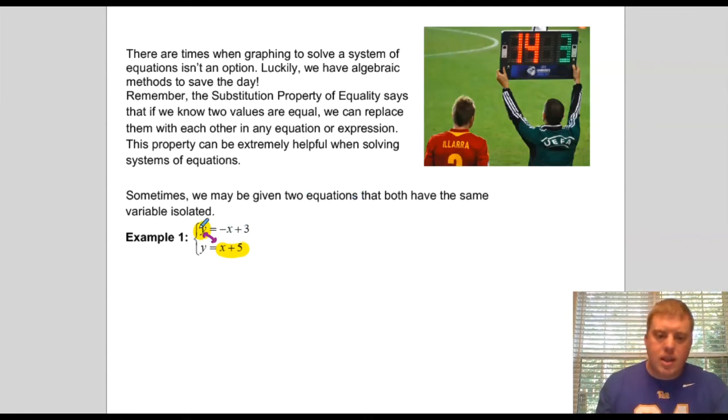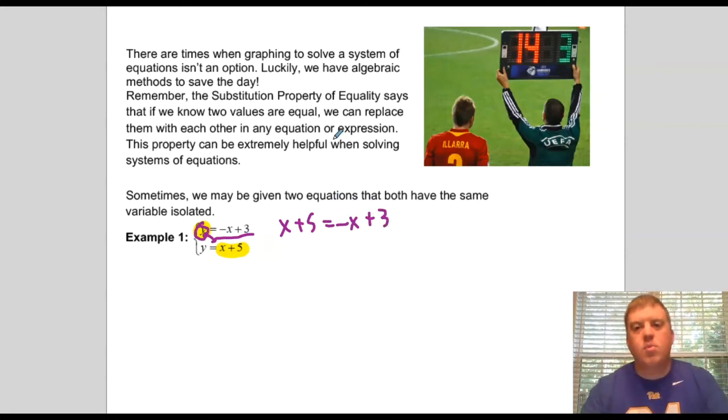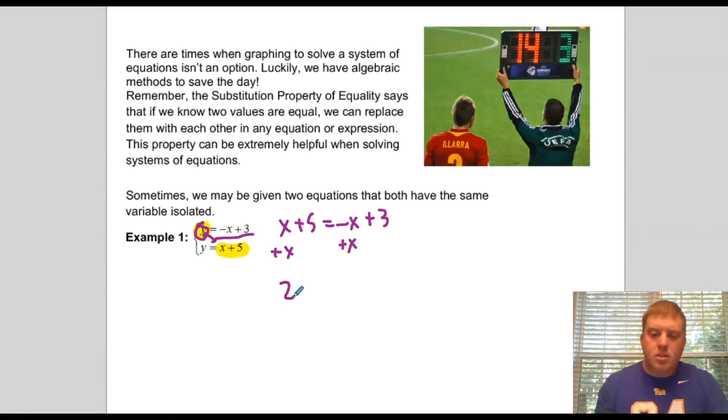So I'm going to rewrite this, and instead of putting the y at the beginning, I'm going to put x plus 5, and then I'm going to put the rest of my equation from over here, negative x plus 3. Now I have an equation where instead of having two different variables, I only have one variable. They are both x's. And we know how to solve these equations from thinking back to solving multi-step equations. The first thing I want to do is get both variables on the same side. So I'm going to keep things positive and add an x to both sides. That will give me 2x plus 5 is equal to 3.